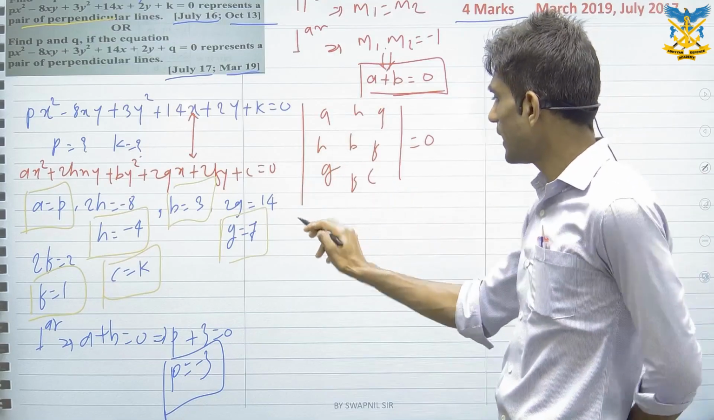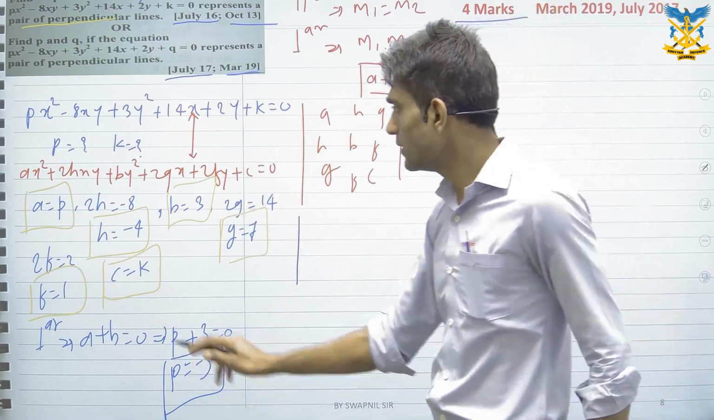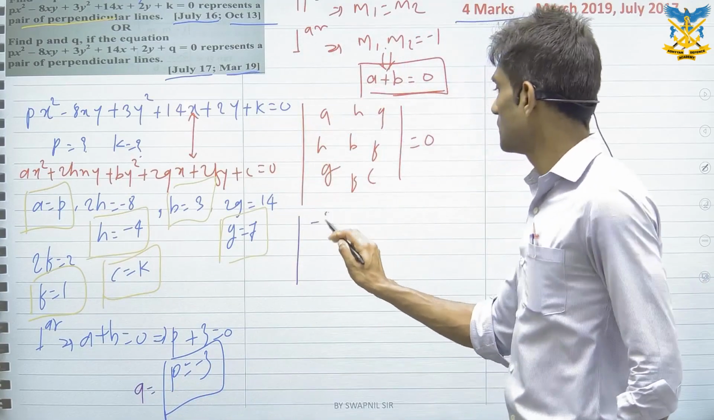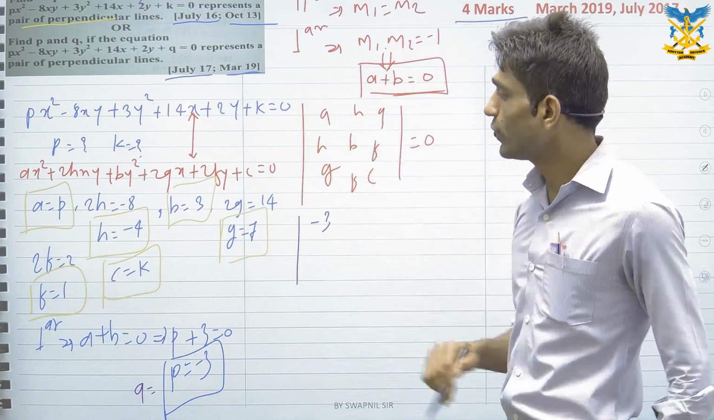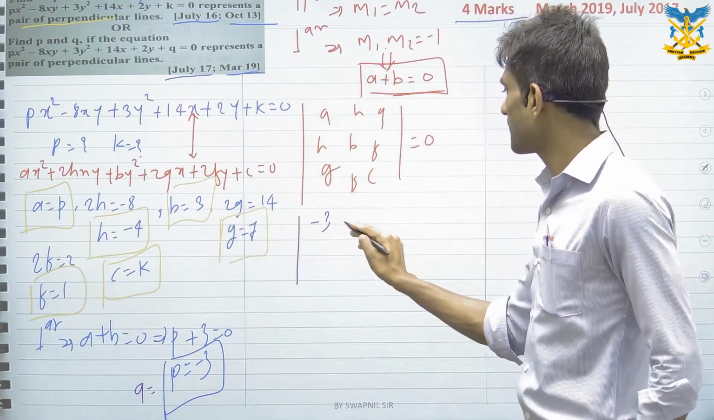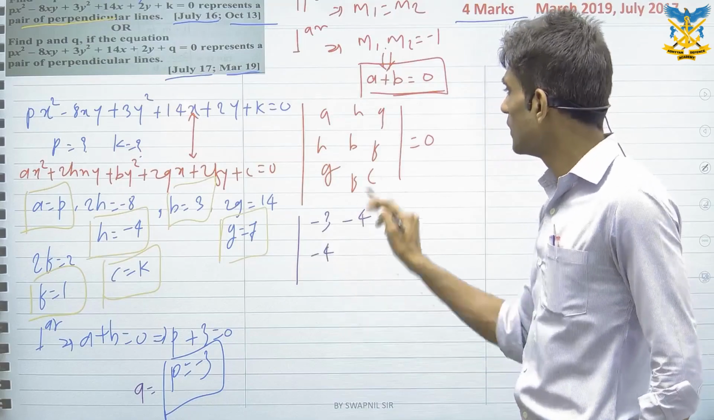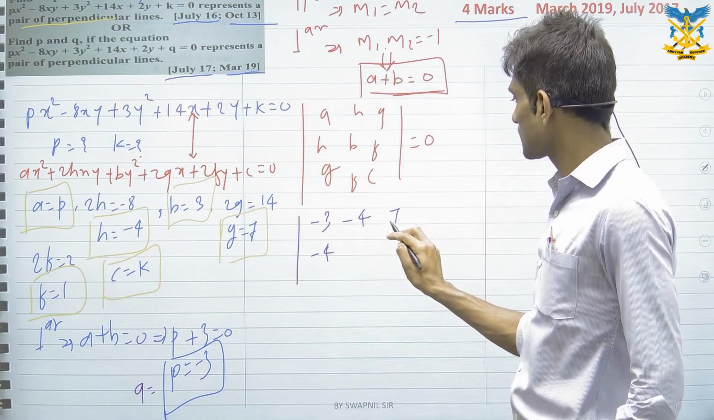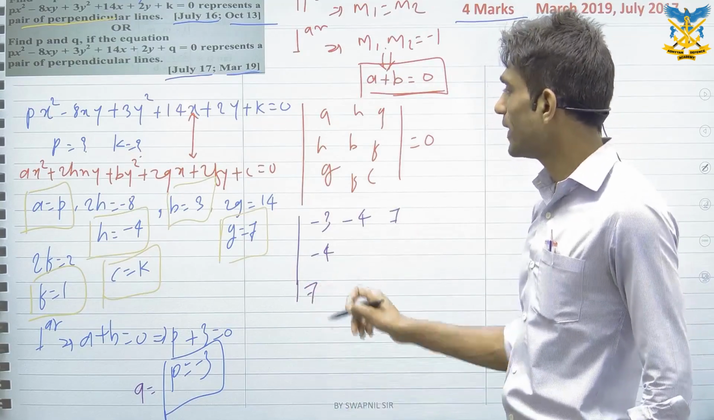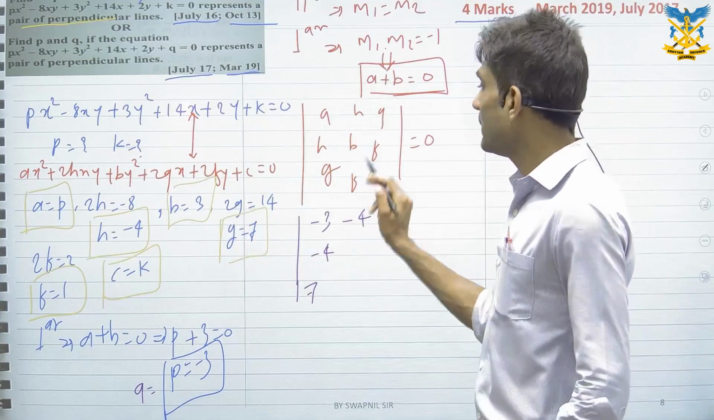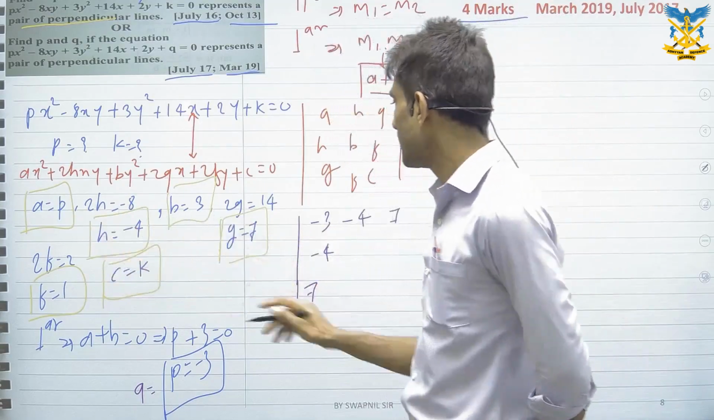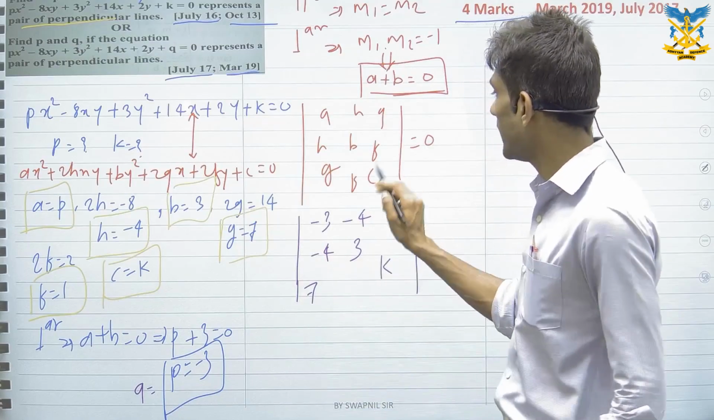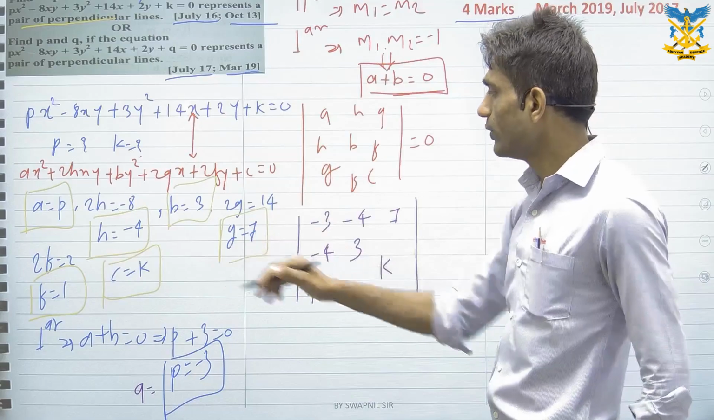The value of a is p, and p is equal to -3, so a is equal to -3. The value for h here is -4, so -4 here and -4 here. After that, the value for g is 7 here, and 7 here. Then the value for b is 3, the value for c is k, and the value for f is 1 here.